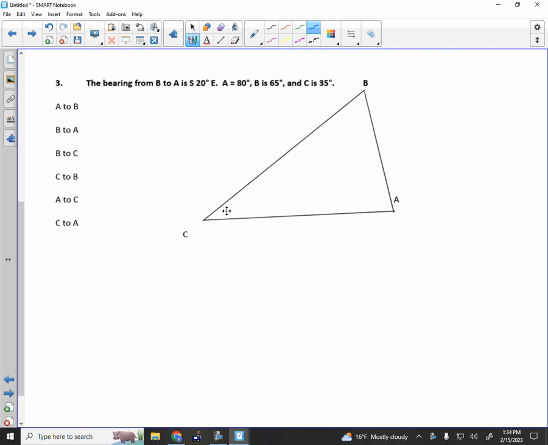Okay, here we go. The bearing from B to A is south 20 degrees east, A is 80 degrees, B is 65, and C is 35 degrees. This is more challenging because we don't have an east-west, north-south line. So what do you do when you don't have one? We're going to draw this bearing, the bearing from B to A. As we go from B to A, we travel south 20 degrees east.